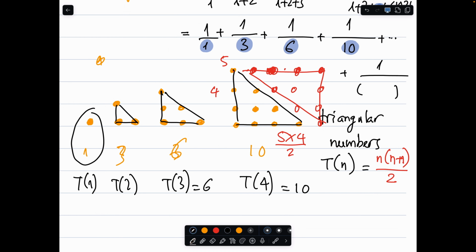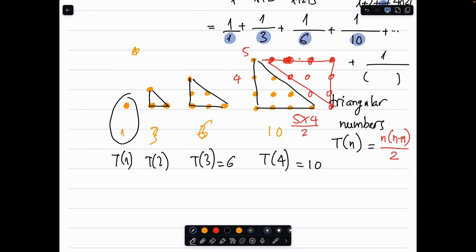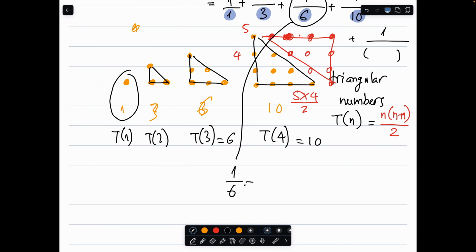Okay, it means that 1 over 6, I just take one number here, I can write it down like this, because 6 is T3, it means n is 3, so it's equal to 3 times 4 divided by 2. So 1 over that is 2 over 3 times 4.